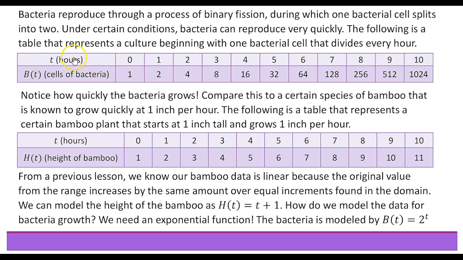So here in my table, time t is given in hours, so I have time in hours between 0 and 10 hours, and b of t represents the number of cells of bacteria. So we were told we start with one bacterial cell at time 0, and that cell divides every hour. So at time 0, I have one cell of bacteria. At time 1 hour, I have 2 cells of bacteria, and each of those 2 cells split.